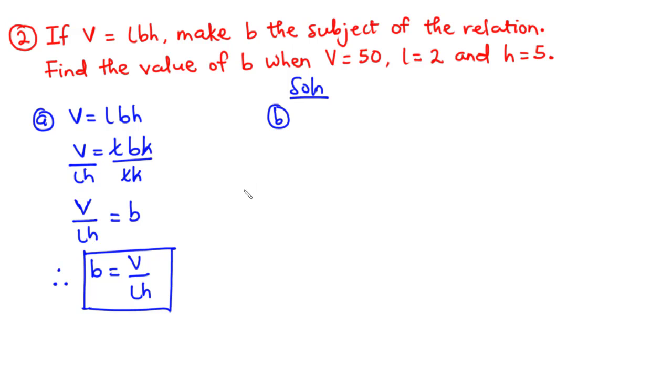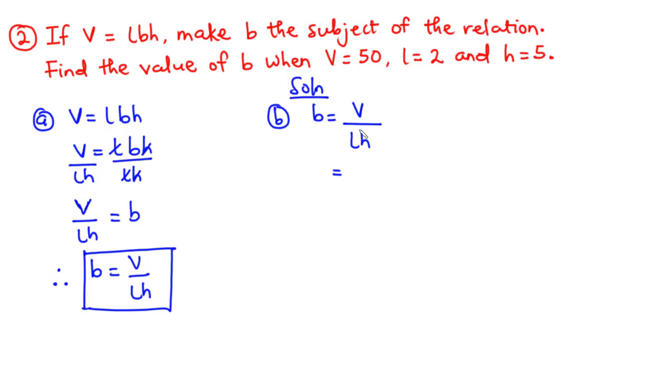Now, let's try to find the value of B when V is 50, L is 2, and H is 5. So B is equal to V over L times H. That is using this same relation.